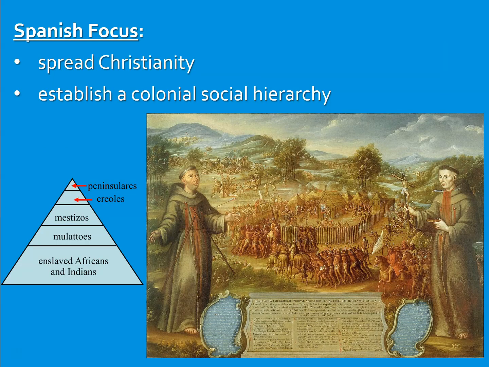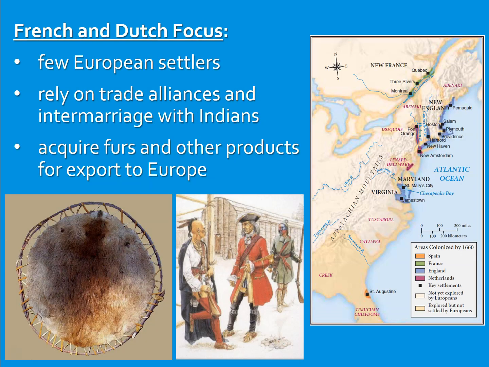Spreading Christianity was also a major focus for the Spanish conquistadors and settlers. It wasn't just about taking land, it was also about taking souls for the Catholic Church. And as I just mentioned, the caste system was pretty strict, pretty extensive in the Spanish New World. Who you were really depended on who your parents were and where you were born. And those factors established a pathway in life as to what privileges or opportunities you would or would not have.